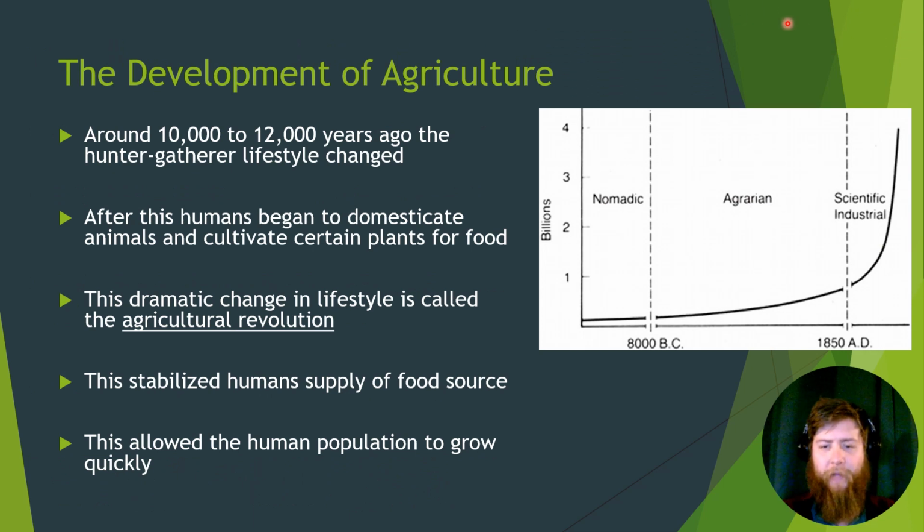In that time period, around 10 to 12,000 years ago, our hunter lifestyle changed, and we became an agrarian society here. We began to domesticate animals and cultivate certain types of plants for food. And this was what we called the agricultural revolution right here. And this stabilized our supply of food. So it allows our population, as you can see here, to grow much more quickly between this 8000 BC here and 1850 AD.